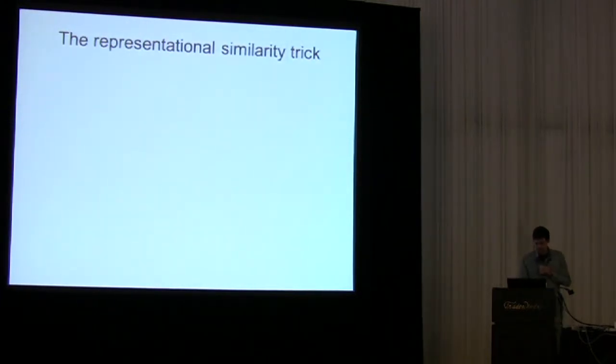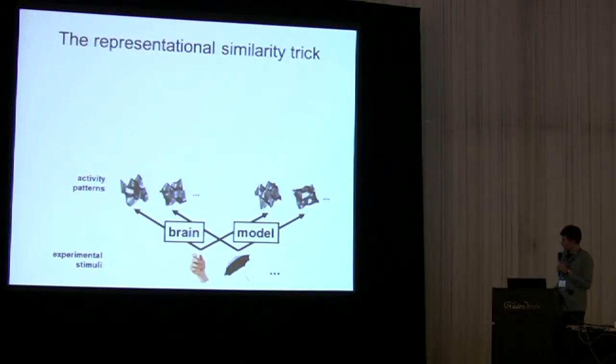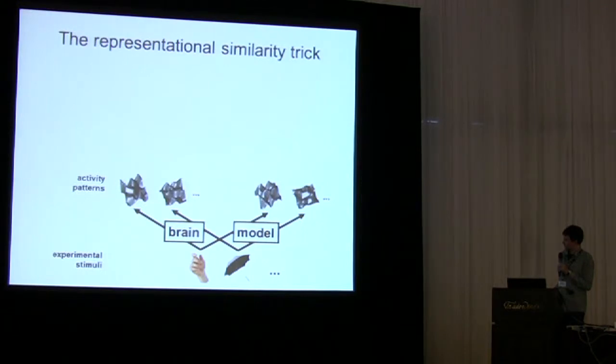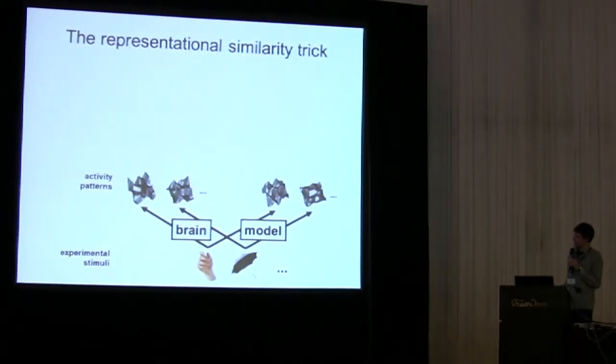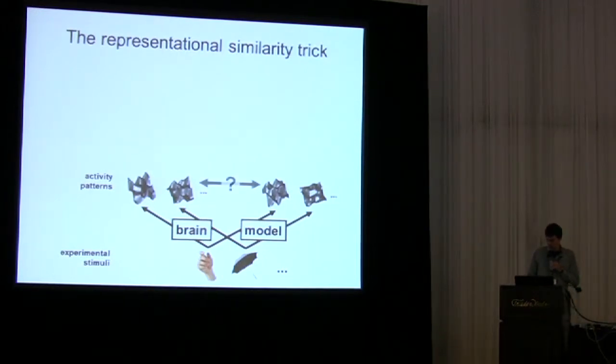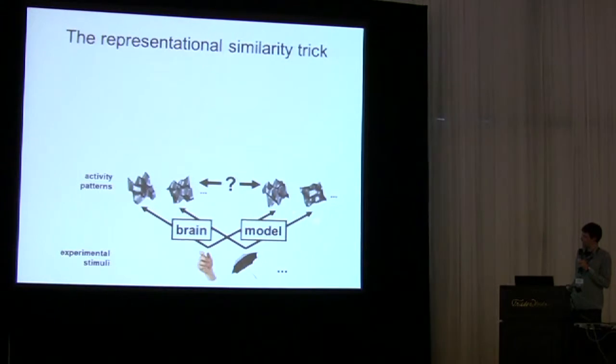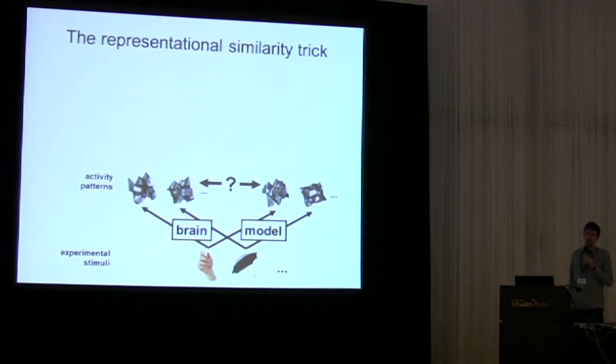So this leads to something I call the representational similarity trick. So we have a number of stimuli. We present them to brains of humans and monkeys and to models as well. And then in a given region of interest that we want to understand, we get an activity pattern for each particular stimulus in a brain and in the model, right? So now we want to test the model, so we need to somehow compare the model representation to the brain representation, right? At the level of these response patterns, that's very difficult.